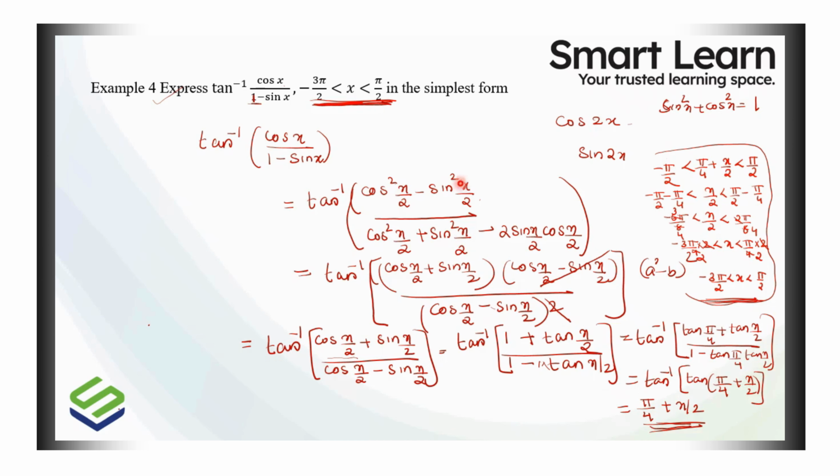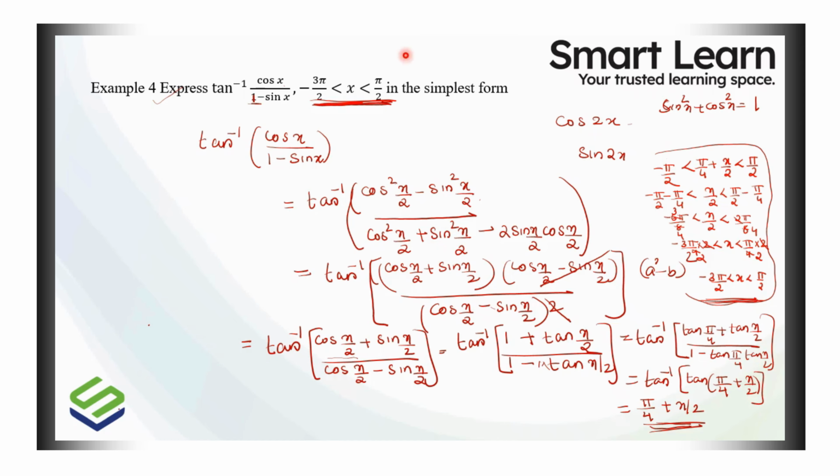And the numerator I can write as a square minus b square, that is a plus b into a minus b. So cos x by 2 minus sin x by 2, this one cancels. Now you got cos x by 2 plus sin x by 2 by cos x by 2 minus sin x by 2, divided by cos, children. So you will get 1 plus tan x by 2 by 1 minus tan x by 2. This 1 now you can replace with tan pi by 4. So tan pi by 4 plus tan x by 2 by 1 minus tan pi by 4 tan x by 2. That is the formula of tan of a plus b. So tan inverse of tan of pi by 4 plus x by 2 is pi by 4 plus x by 2.